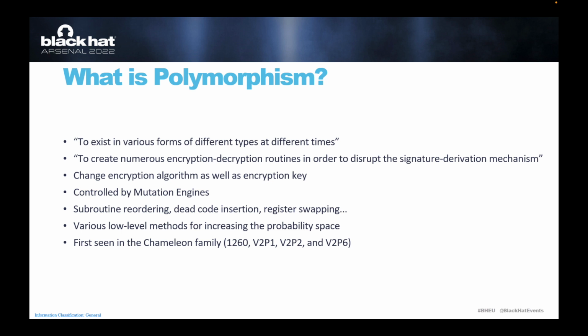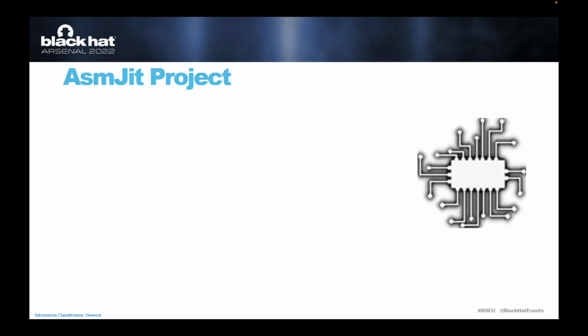Although this concept was first seen in the Chameleon family viruses, as anti-malware and threat detection technologies developed, such packers and encryptors started to become widespread. Considering the techniques used by mutation engines and their outputs, there are some requirements for them. These are dynamic code generation, content change, operation code randomization, and value insertion. Shoggoth meets these needs with the help of a library called Asmjit.